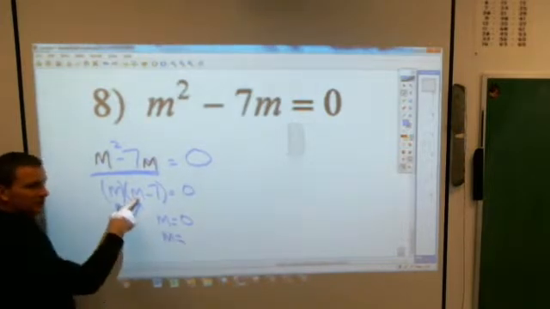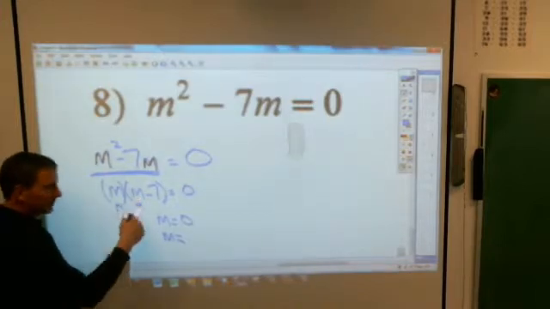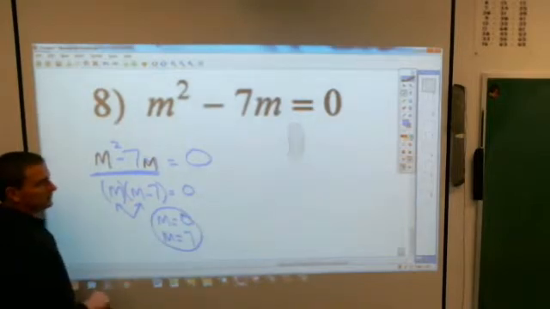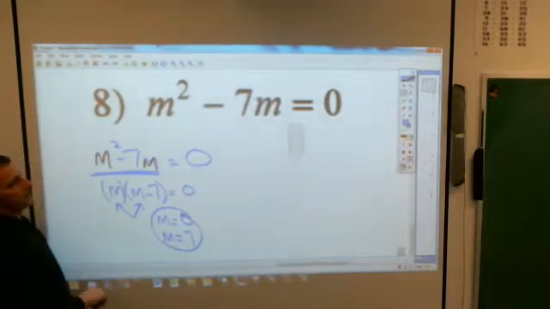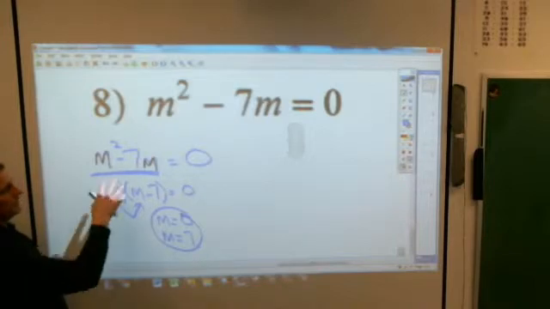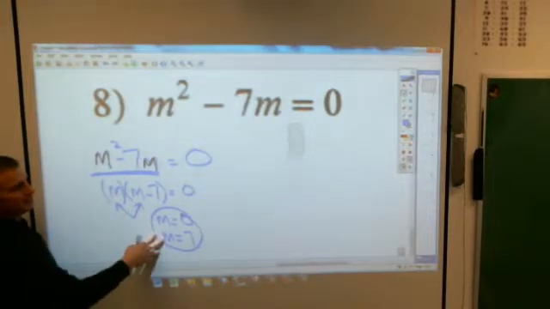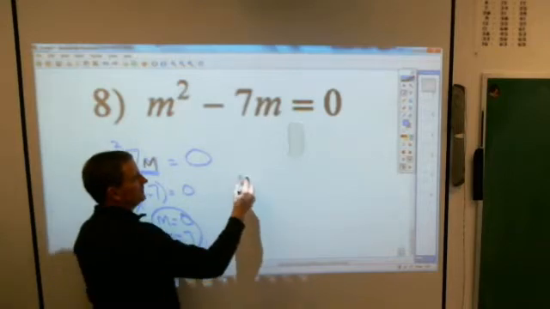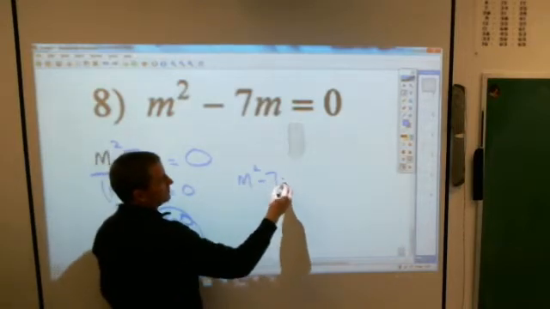What would M have to be here for this one to be 0? What -7 is 0? Positive 7, right? 7 minus 7 is 0. Those are your two answers. I said you could think of this as a trinomial and you'll still get the same answer. It just gets a little weird. In other words, let's say I wrote it like this.